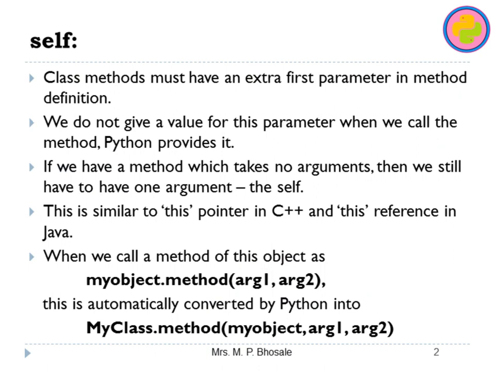Before writing any method inside the class, first we need to think about this self keyword that we are going to use in the method for its first parameter. So class methods must have an extra first parameter in method definition. We do not give a value for this while calling the function, but Python itself provides it. If we have a method which takes no argument, then also we have to give one parameter and the name of that parameter will be self. This is similar to the this pointer in C++ or this reference in Java.